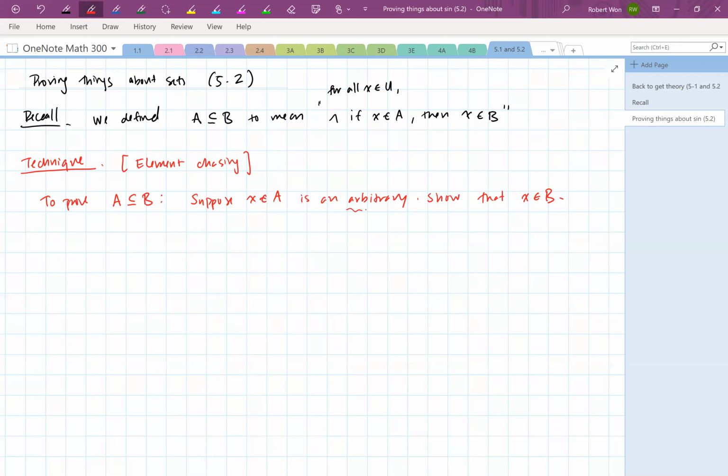Okay, again, this means that you don't get to assume anything about x, except that it is in A.